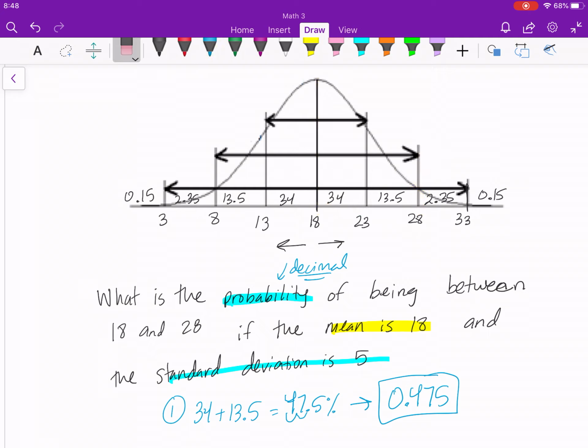So that's really the process. I don't think we really need to do any more unless you guys have questions. Let me know.